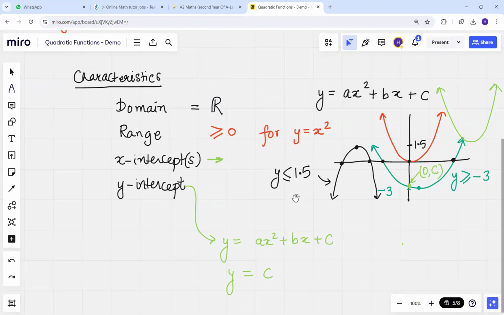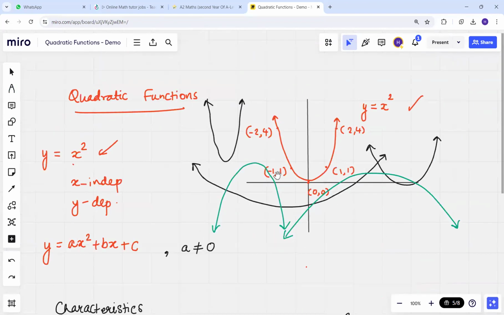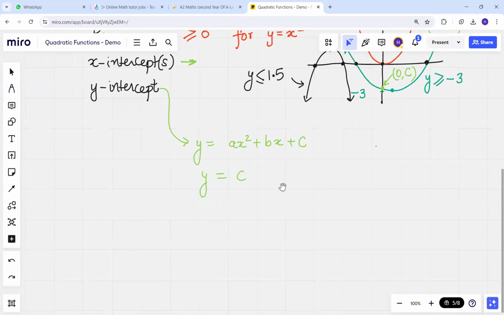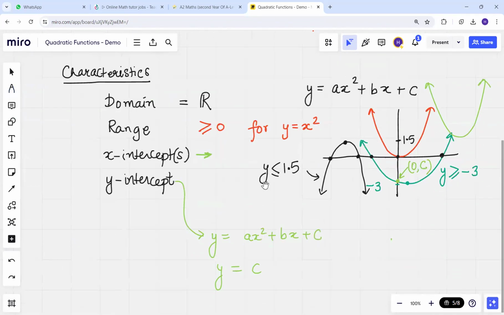Okay, so that was some introduction to quadratic functions, how they appear in shape, and some of their characteristics. Thank you.